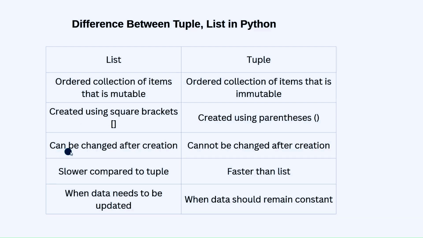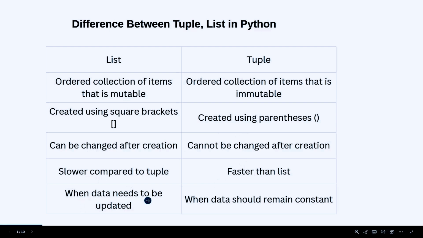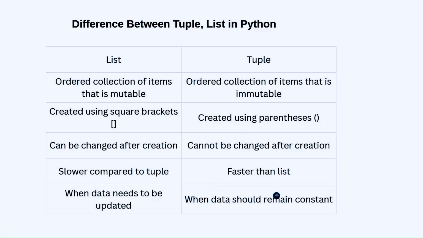Okay, so it can be changed after creation. Mutable means it can be changed. Immutable means cannot be changed after the creation. So it's slower compared to the tuple, but tuple is faster than the list. When data needs to be updated, when data should remain constant.